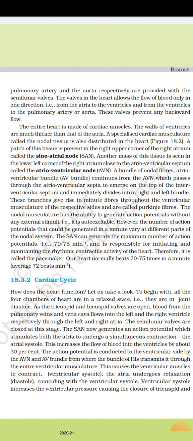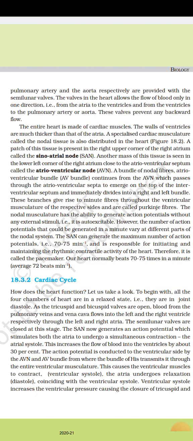A specialized cardiac musculature called nodal tissue is also distributed in the heart. A patch of this tissue is present in the right upper corner of the right atrium called the sinoatrial node, SA node. Another mass of this tissue is seen in the lower left corner of the right atrium close to the atrioventricular septum called the atrioventricular node, AV node. A bundle of nodal fibers, the atrioventricular bundle, AV bundle, continues from the AV node, passes through the atrioventricular septa to emerge on the top of the interventricular septum, and immediately divides into right and left bundles. These branches give rise to minute fibers throughout the ventricular musculature of the respective side and are called Purkinje fibers.